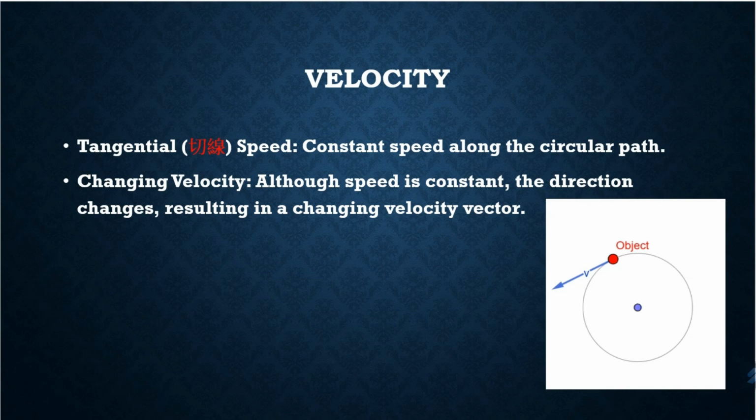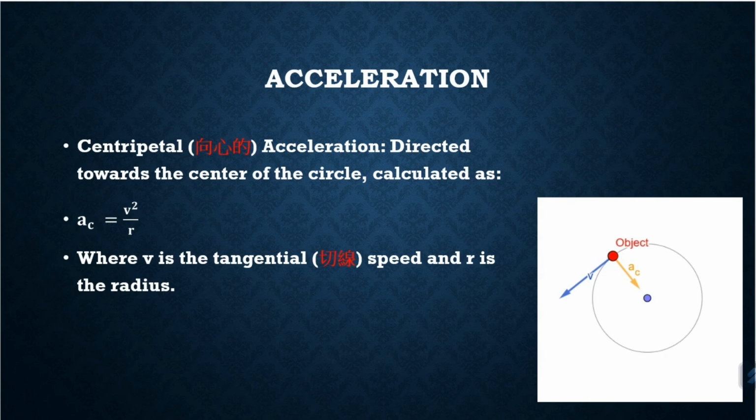Since acceleration is defined as the change in velocity over a time interval, we can calculate the acceleration. What's interesting here is that this acceleration always points toward the center of the circle. This is the reason why we call it centripetal acceleration. Its formula is centripetal acceleration a_c equals v squared over r, where v is tangential speed and r is the radius of the circle.